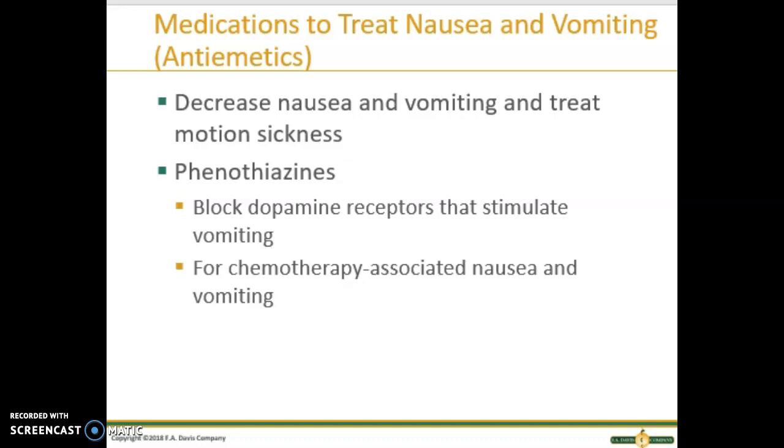These classifications of antiemetics include, and we're going to go through these one by one, phenothiazines. These block dopamine receptors that stimulate vomiting. And for chemotherapy-associated nausea and vomiting, this is what's used. Also, we're going to look at how they're administered. So I just want to remind you, PO is by mouth, IV is intravenously, IM is intramuscular, and PR is per rectum.